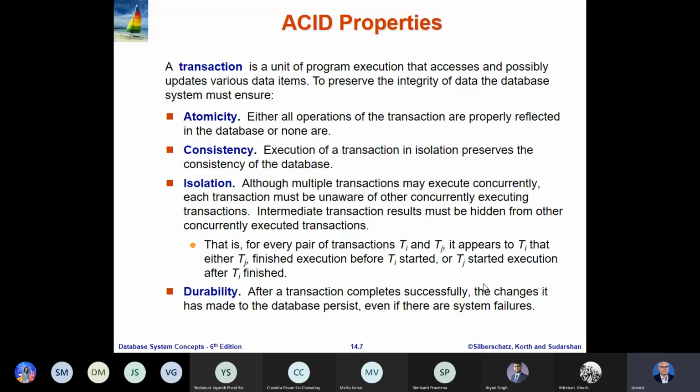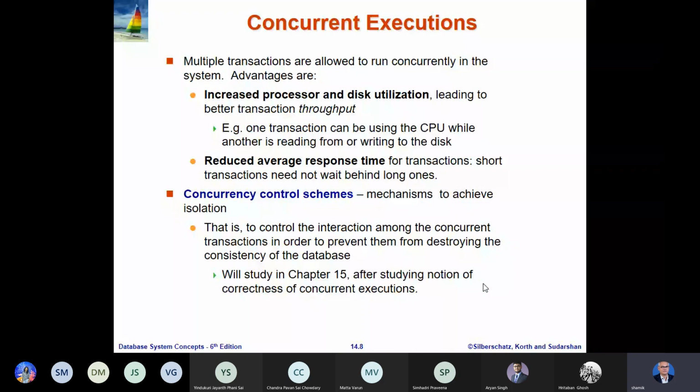So these are the basic properties: atomicity, consistency, isolation, and durability. And of course, we know about concurrent execution. There are indeed benefits, but we are not going to go into that.